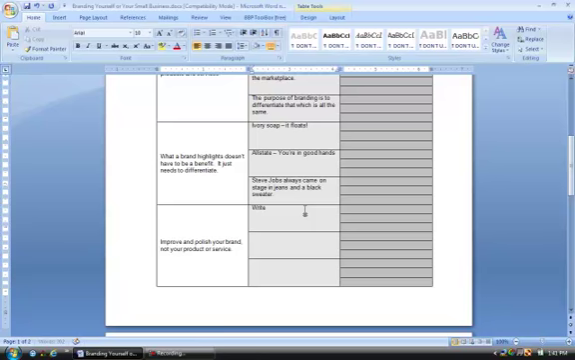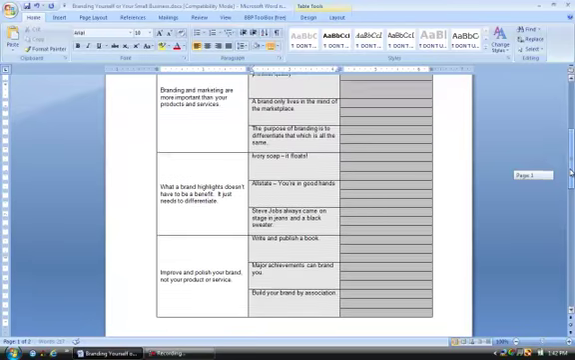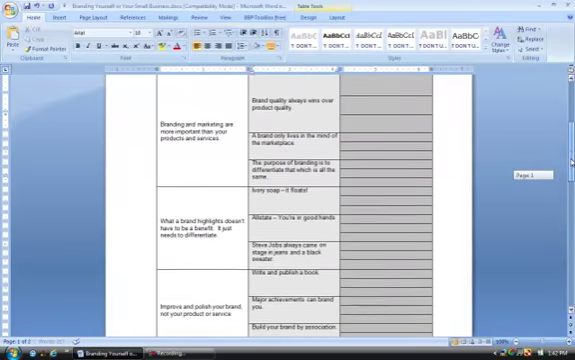The number 1 way is to write and publish a book. Another way to polish your brand. And the final way. So if we were only giving a 15 to 30 minute presentation, we would be finished now.